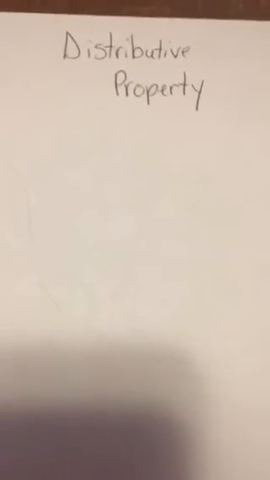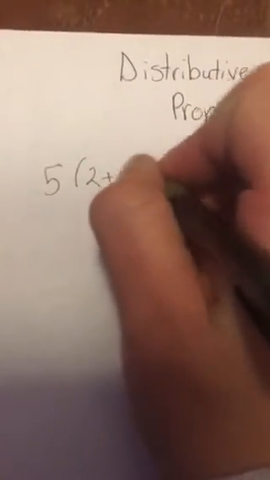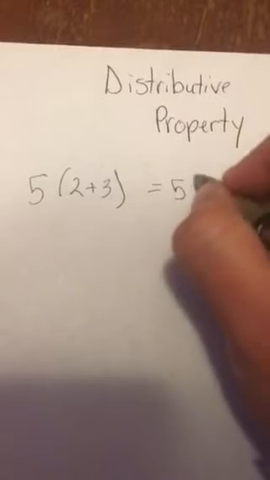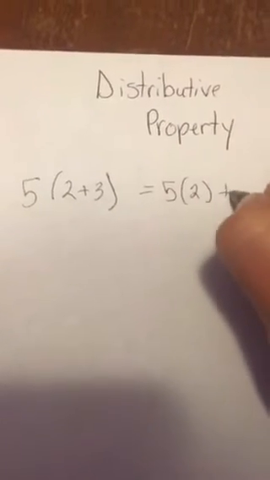Okay, so let's review real quickly about the distributive property. The distributive property states that if I have this expression 5 parentheses 2 plus 3, that it is equal to saying 5 times 2 plus 5 times 3.